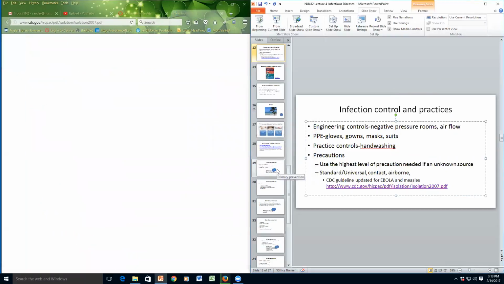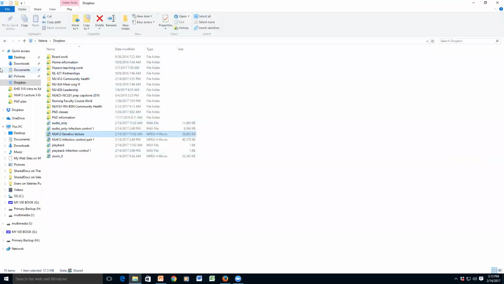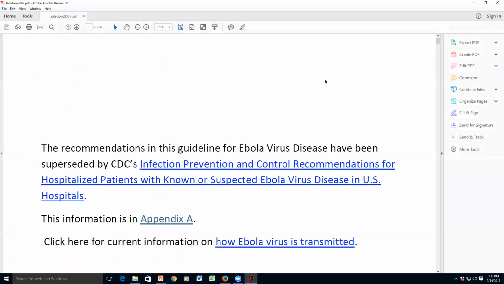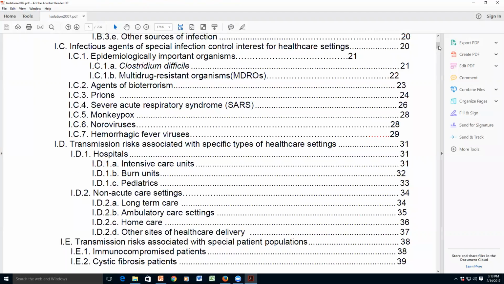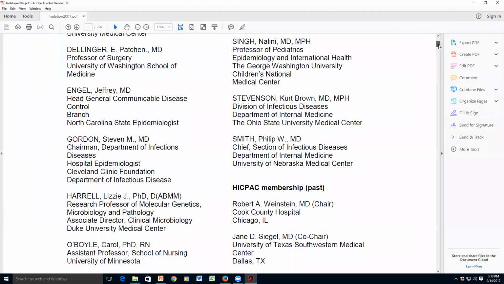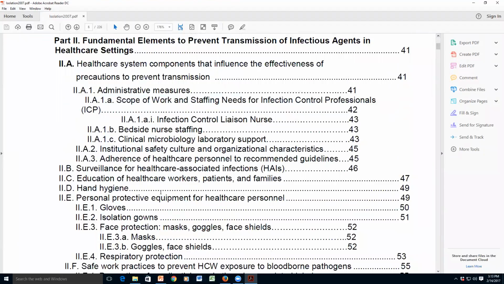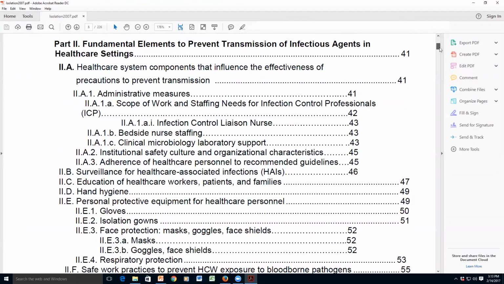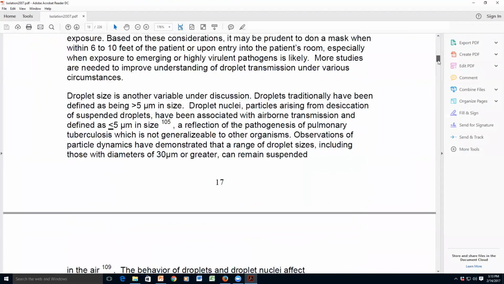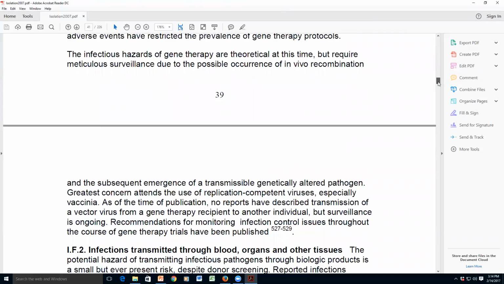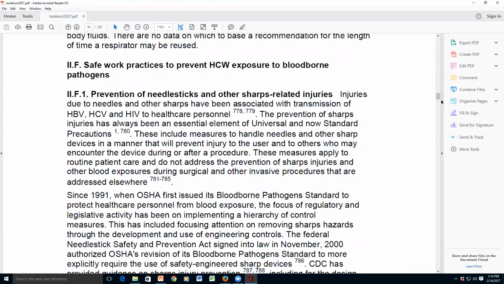I highly encourage you to look at that when you get a free moment. These infection control guidelines are available to us, and they have a very clear outline of what to do with what situation, including the table that links the specific type of precaution with the patient infection that they have, so that you know exactly what type of precautions to use.